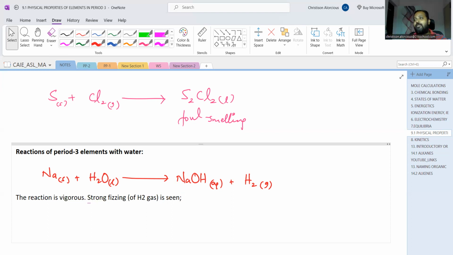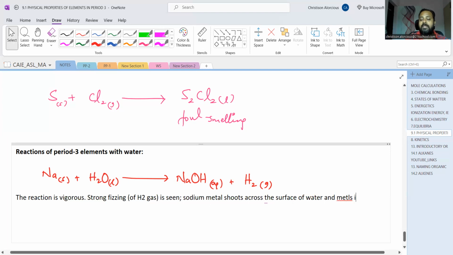I mean, it's obviously Newton's third law, right? When bubbles are released so quickly, they propel the solid forward. They push the sodium metal forward. So you'll find that the sodium metal is acting crazy and runs all over the place. So the sodium metal shoots across the surface of water.